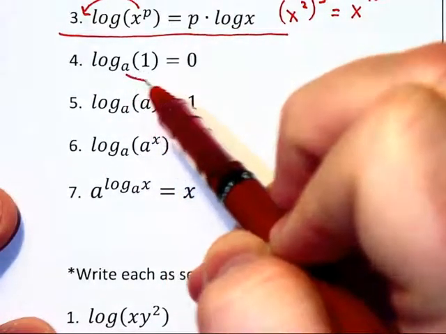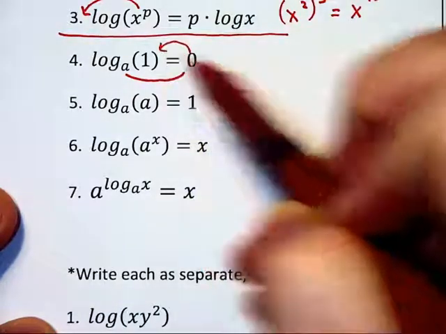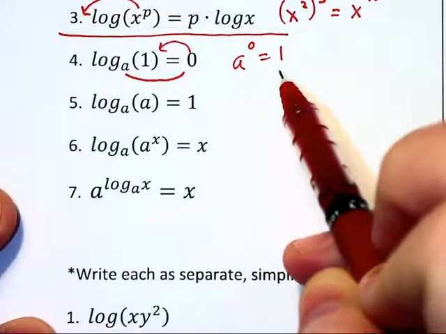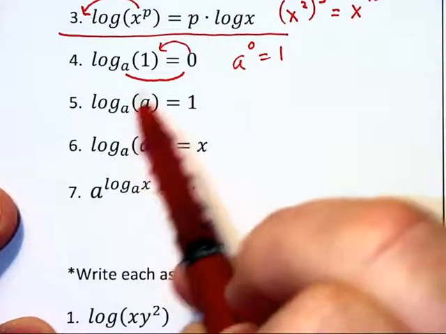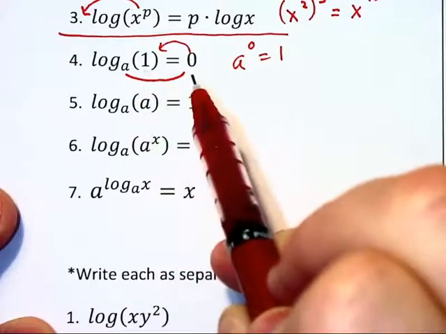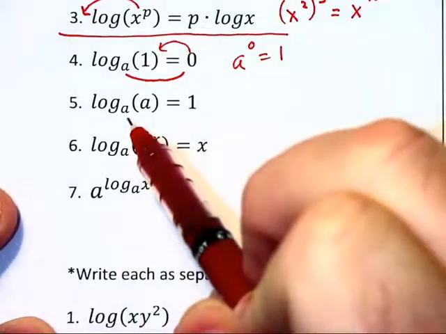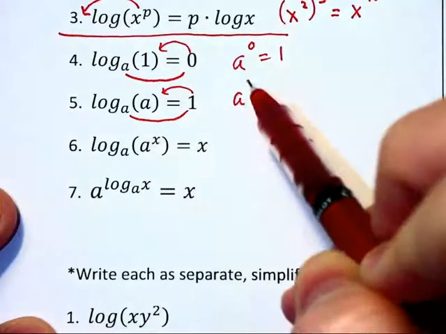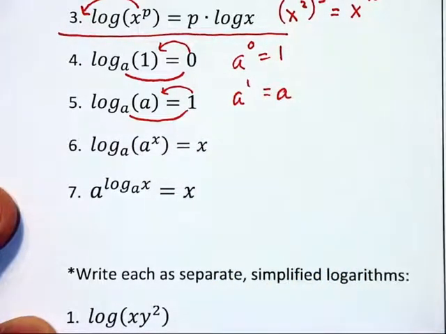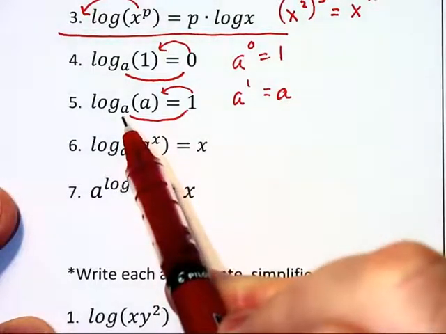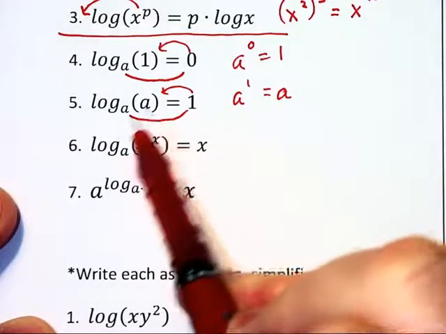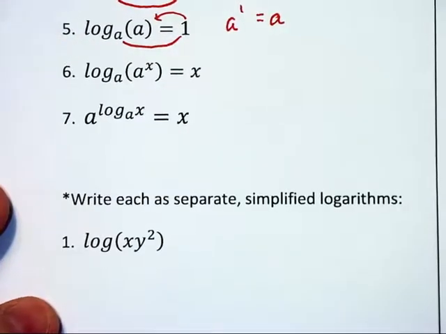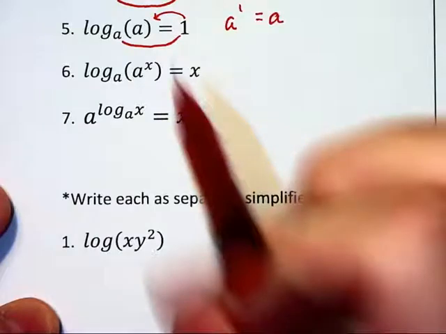Notice on property number 4, I can say a to the 0 power is equal to 1. We know that anything to the 0 power is equal to 1. So any time we take the log of 1, the answer must be 0. Likewise, in property number 5, a to the first is equal to a, which you know is a true statement, and this tells us that any time the base and the argument of the logarithm are the same, that log is going to equal 1. Properties 6 and 7 are a little bit more challenging to see.